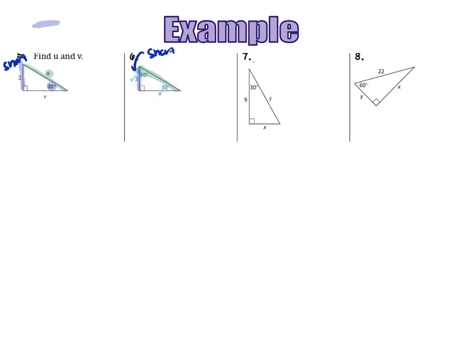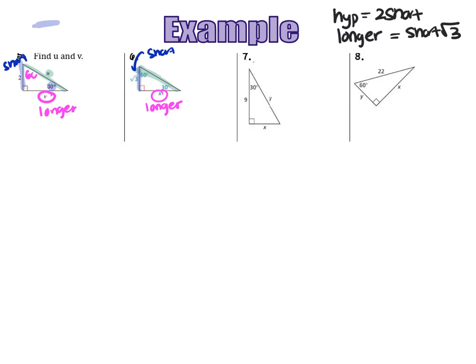That's my shorter side, which means by process of elimination, this is my longer side. This would be my 60-degree angle. This is my longer side. Okay, so in each of these problems, we want to remember a couple of things. The hypotenuse is equal to 2 times the shorter side, and the longer side is equal to the shorter side times the square root of 3. And these are sort of our formulas.